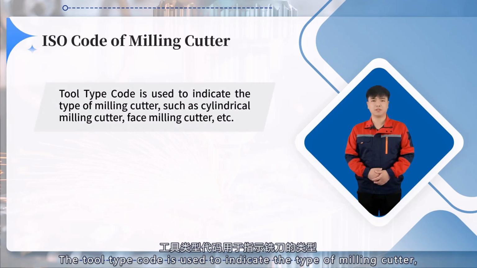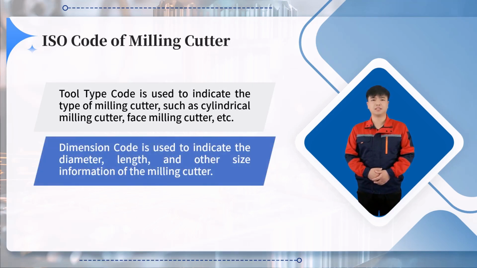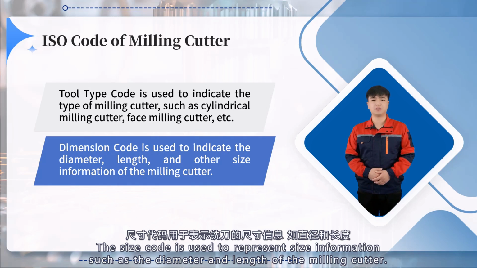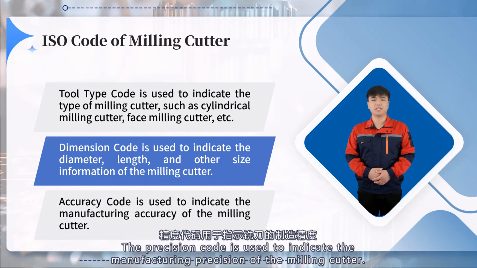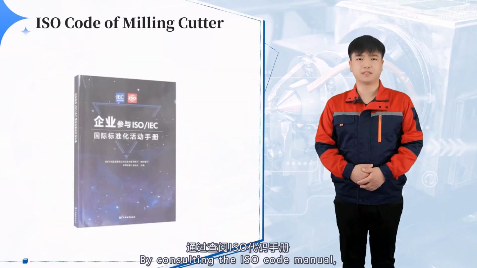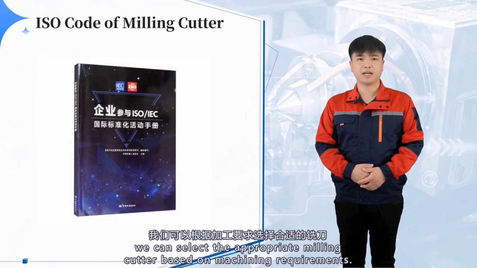The tool type code is used to indicate the type of milling cutter, such as cylindrical milling cutters or face milling cutters. The size code is used to represent size information, such as the diameter and length of the milling cutter. The precision code is used to indicate the manufacturing precision of the milling cutter. By consulting the ISO code manual, we can select the appropriate milling cutter based on machining requirements.